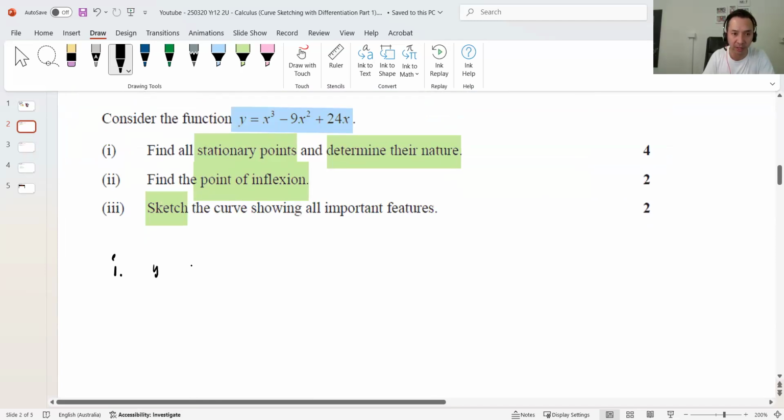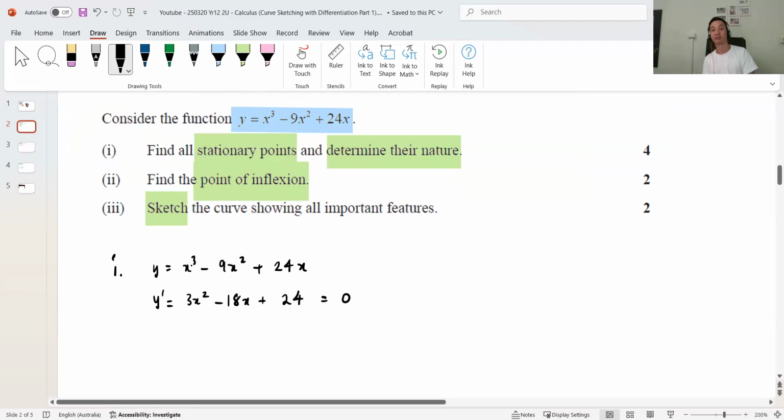So if I've got y equals x cubed minus 9x squared plus 24x, what I need to do is find the first derivative, right? 3x squared minus 18x plus 24. To find stationary points, set that to 0. If I solve that quadratic, I'm going to get the 2 stationary points, and then I'll determine their nature. Quite straightforward. So let's go there.